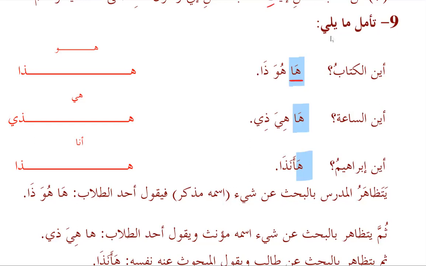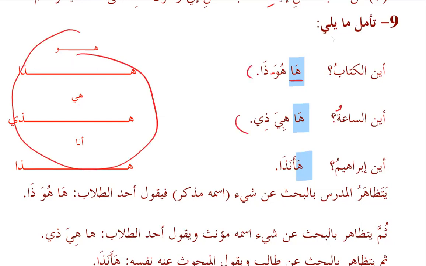So when we say huwa, we use hada. And when it's here, it says hiya, ha hiya di. أنا ها أنا ذا. أين الساعة؟ ها هي ذي. So after هو, and after أنا, we say ذا. So ها أنا ذا. We connected the noon to the ذا. ها أنا ذا. So I'm here.